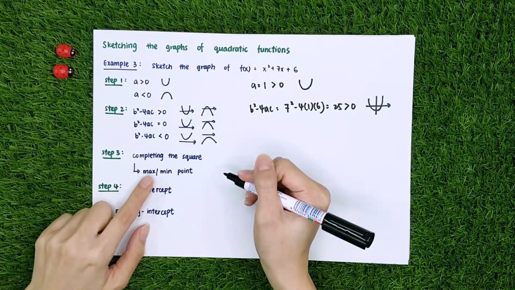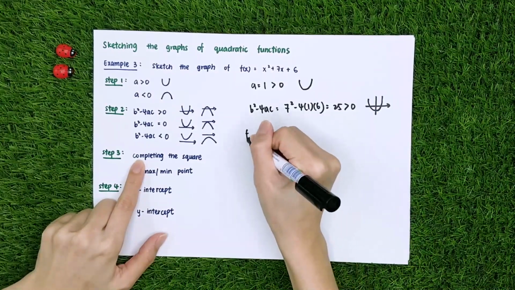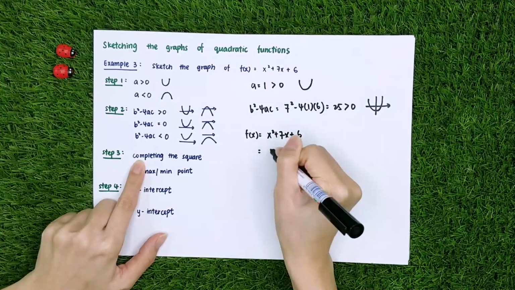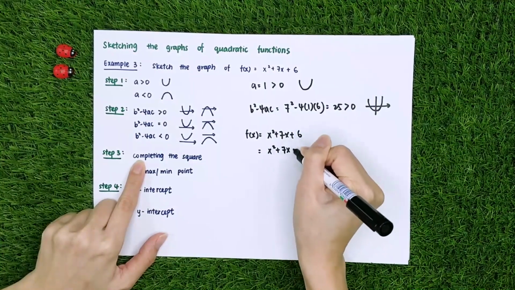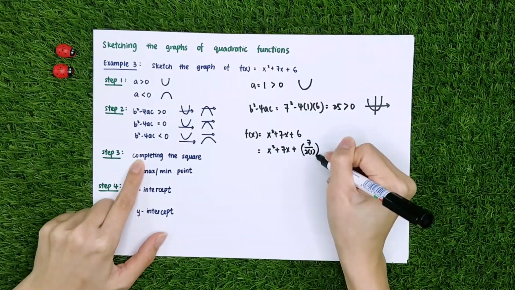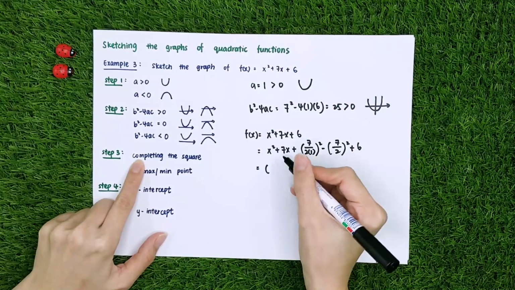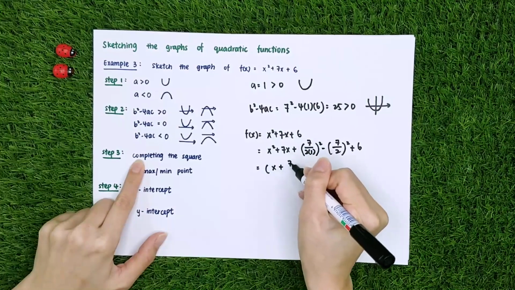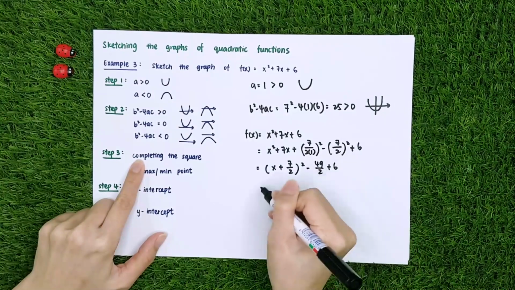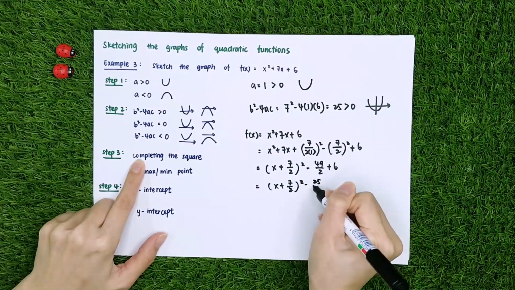Now I will go to the third step, to find the maximum or minimum point by using completing the square. Okay, f(x) equals x squared plus 7x plus 6, equals x squared plus 7x plus b over 2a, that means (7 over 2 times 1) squared, minus (7 over 2) squared, plus 6. Then I can write it as (x plus 7 over 2) squared minus 49 over 4 plus 6. So it will be (x plus 7 over 2) squared minus 25 over 4.